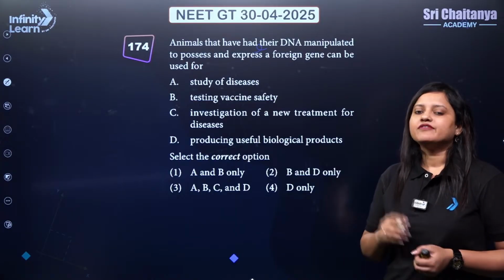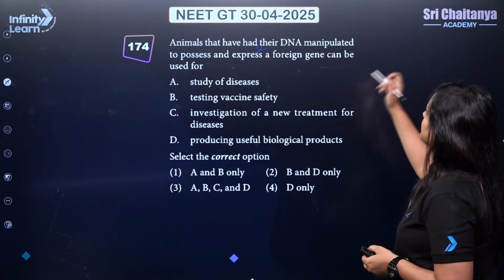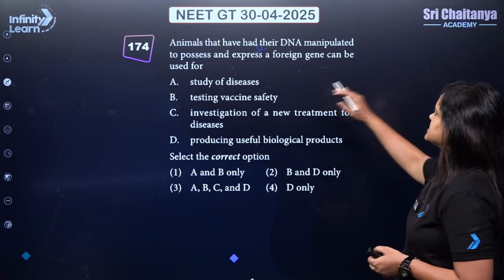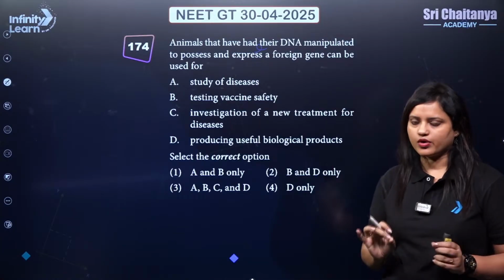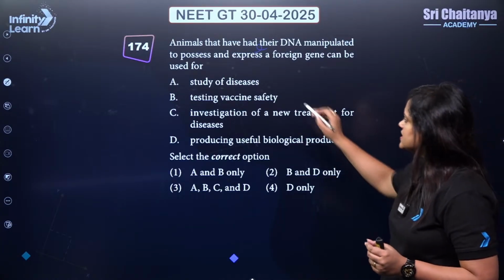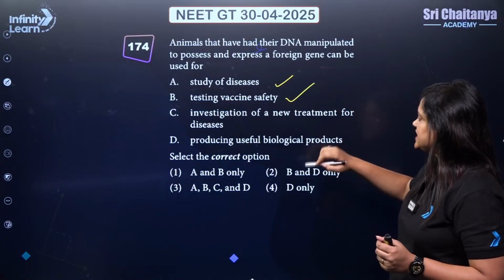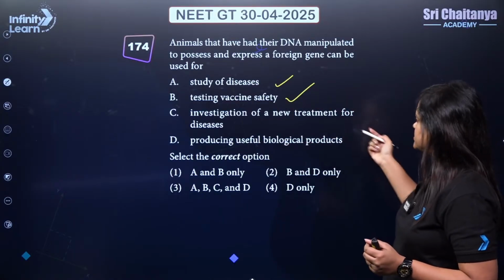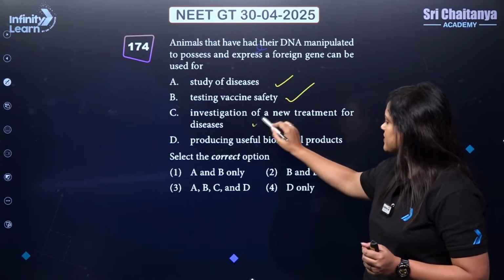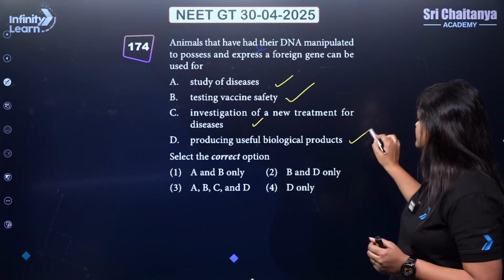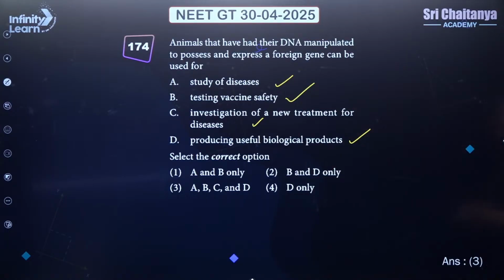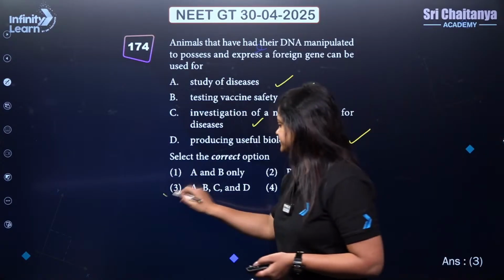animals that have had their DNA manipulated to possess and express a foreign gene can be used for study of diseases, testing vaccine safety, investigation of a new treatment for the disease, okay, and producing useful biological product. Okay, so all of them correct answer should be, that's why 3.